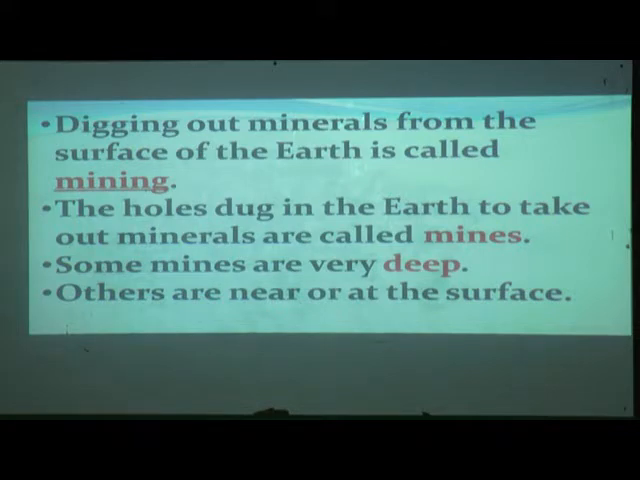Why are we making those holes, why are we digging in the earth? To remove those minerals from the earth. So where we take out the minerals from, that is called a mine. Some mines are very deep.